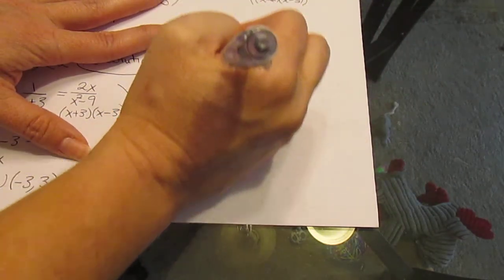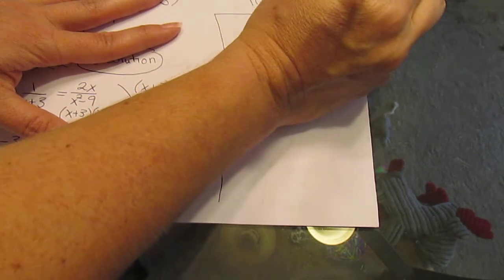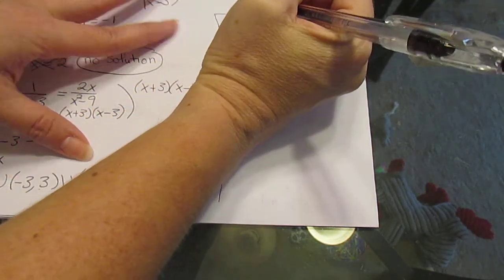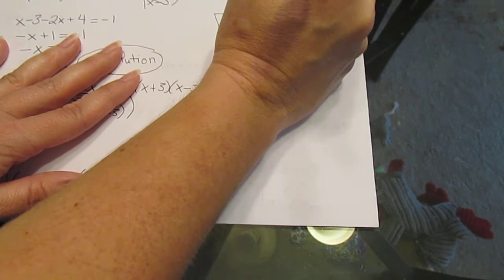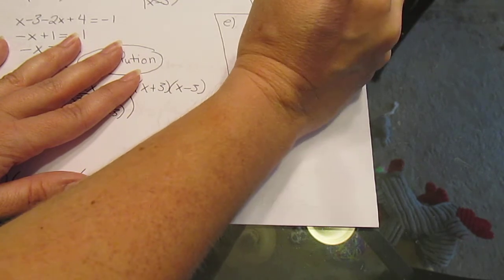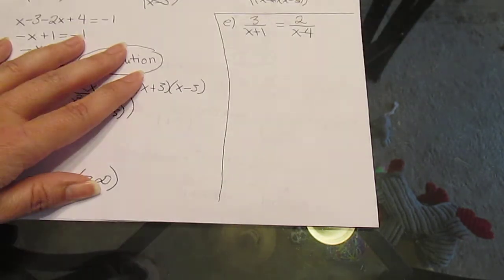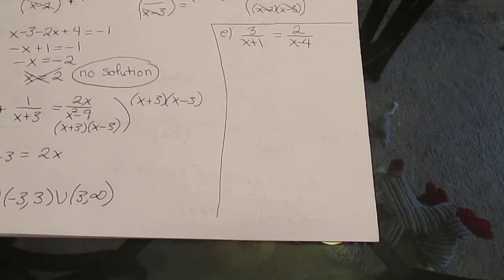Okay, I have one more that I want to show you, and I can fit it over here. Part E, I've got 3 over x plus 1 equals 2 over x minus 4. You can do this one just like we've been doing the other ones. We see the denominators are x plus 1 and x minus 4. Multiply the whole thing by those two expressions, and you can do exactly like what we've been doing. But this one's a little bit different. We can make it a little easier.